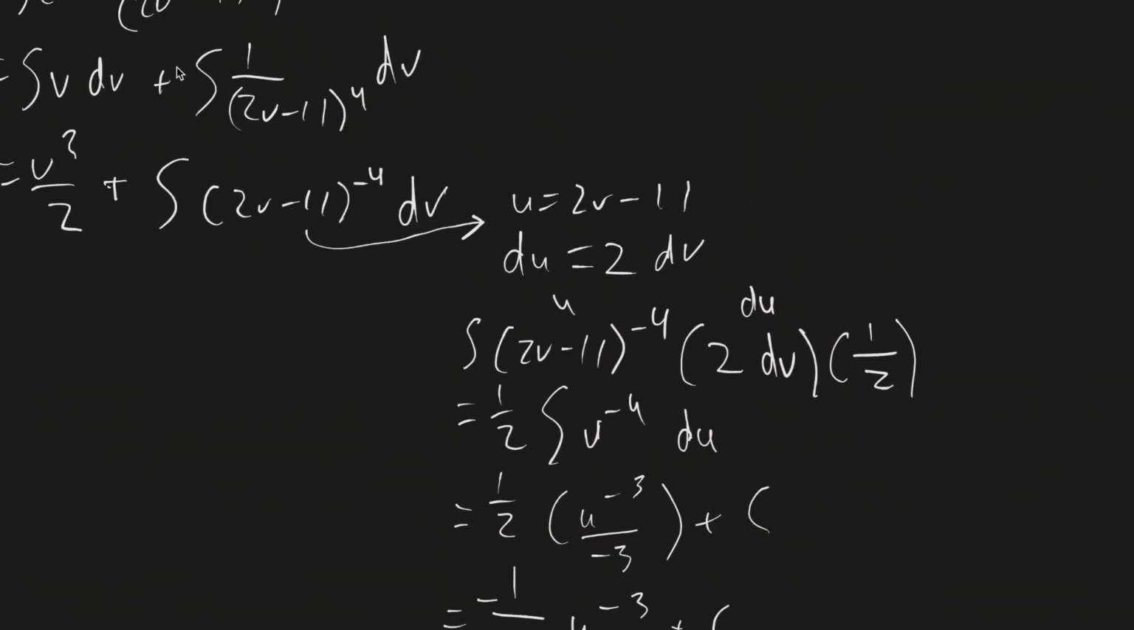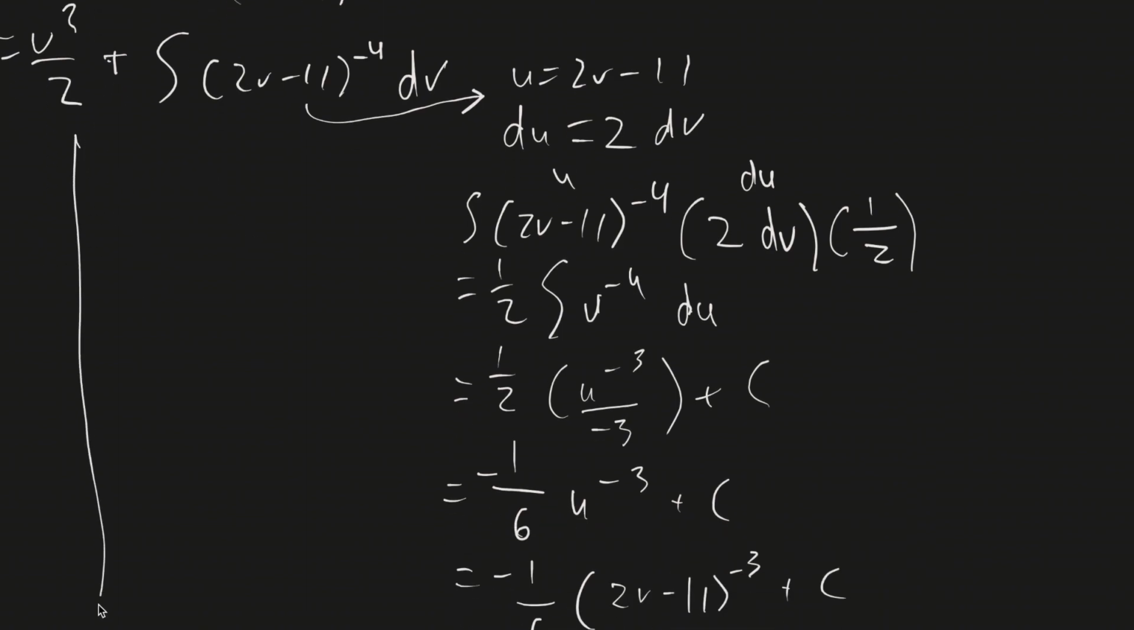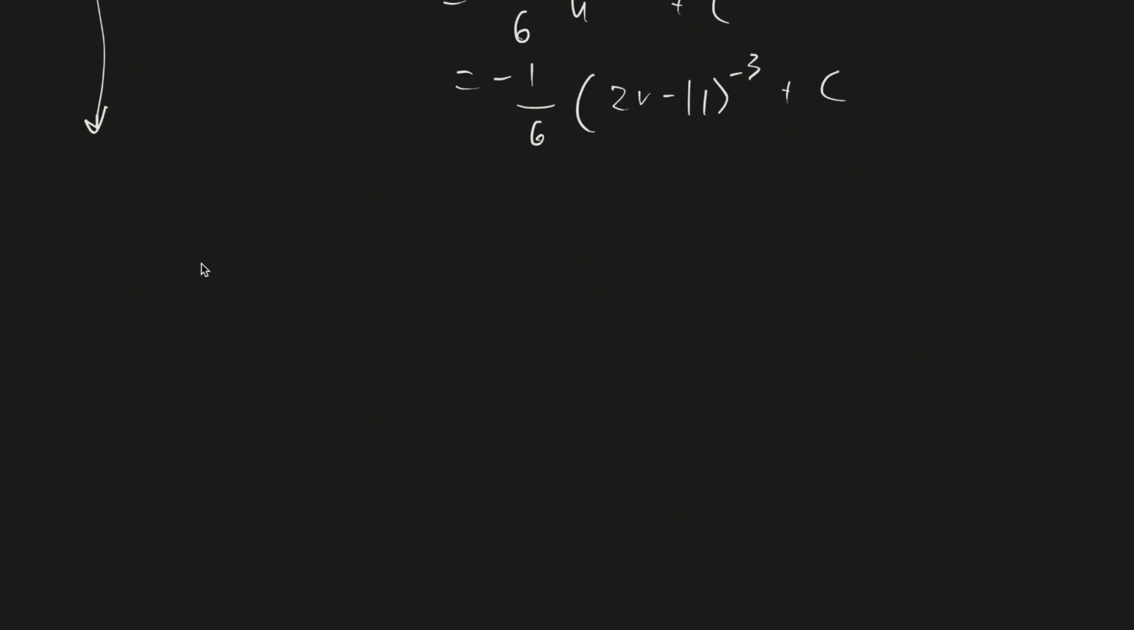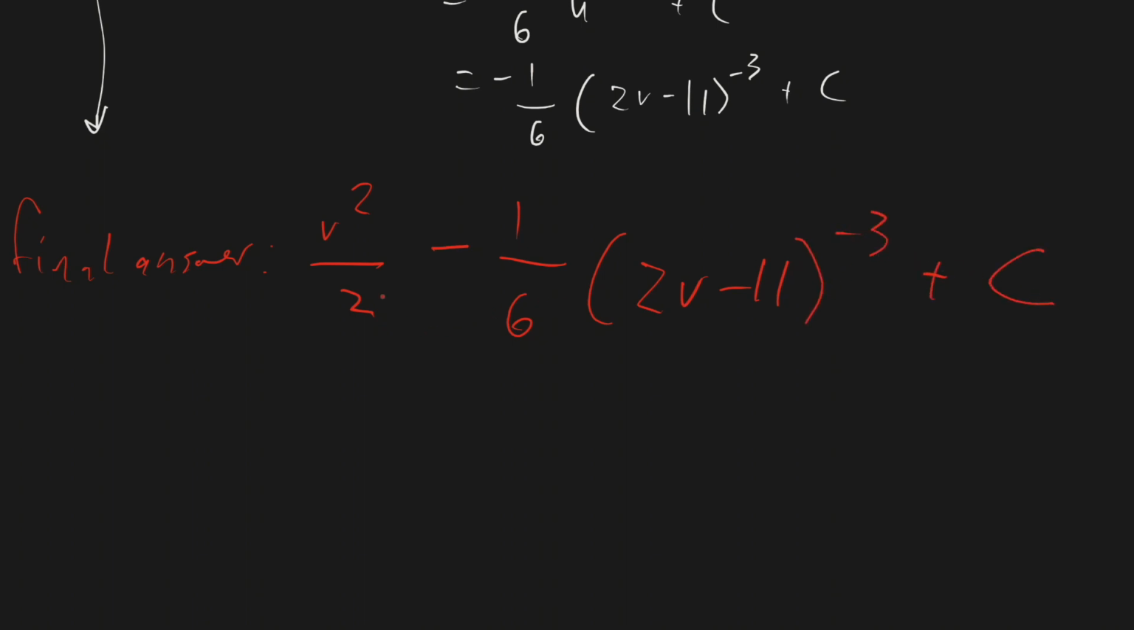Now let's bring everything together. Recall our first integral, which was the integral of v. Let's bring this down. So we've got v squared over 2, which was the integral of v. And then let's add this part, minus 1/6 times 2v minus 11 to the negative 3 plus c.